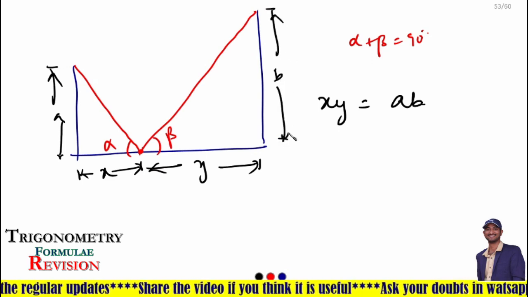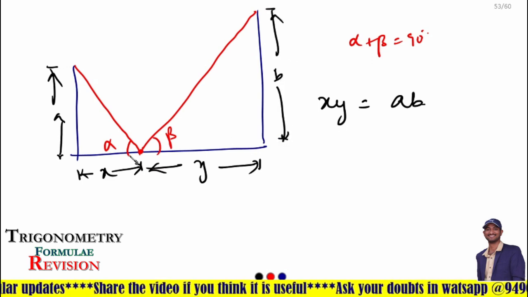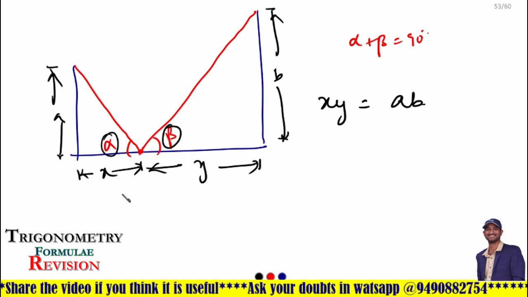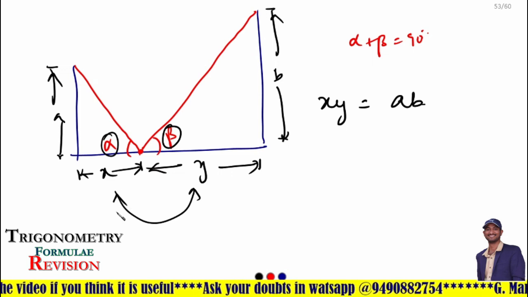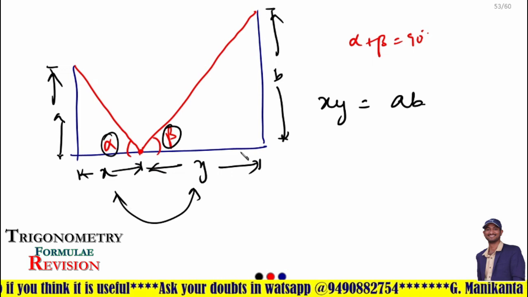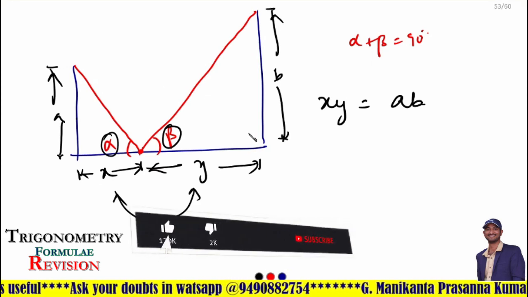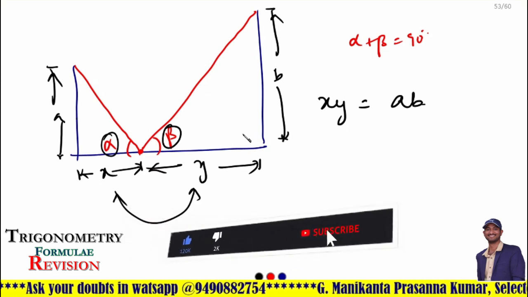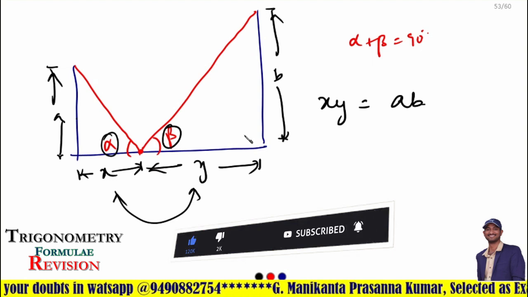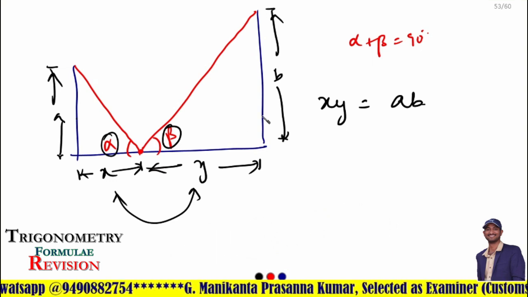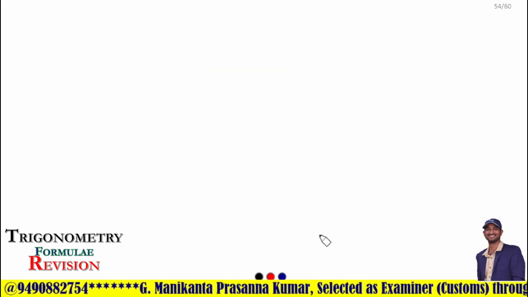Okay, from the point which is between the towers, if the angle of elevations to the top of the towers are complementary, then the product of the distances from the point to the bottom of the tower is equal to the product of the heights of the towers. This is third point. So in the type 2, you have 3 models and each model is very, very important.